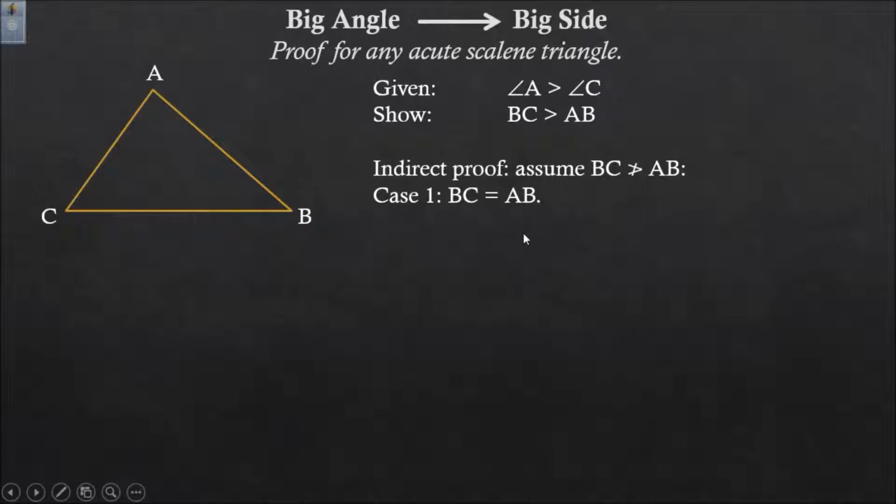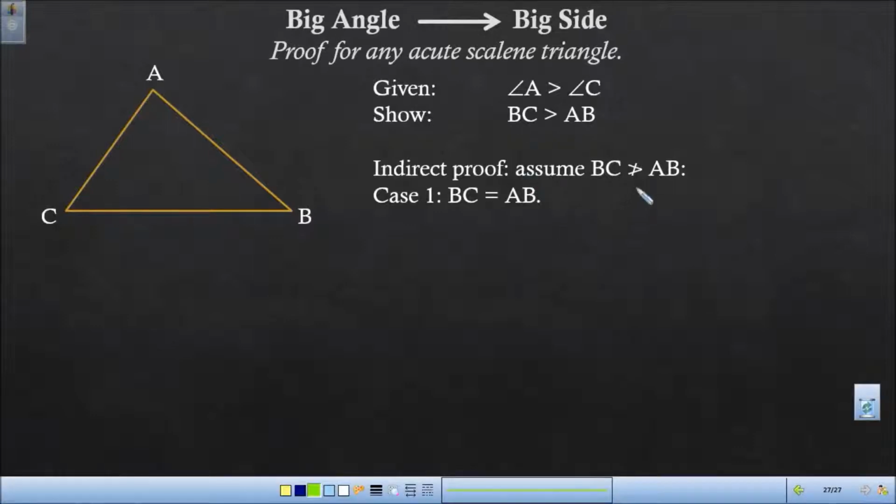The first one is that we know that angle A is greater than angle C, and then we want to show that BC is greater than AB. We can do this by assuming the opposite case. In this case, assuming that BC is not greater than AB. What happens here is that one of two cases exists. We're either going to be equal to AB or we're going to be less than AB. We have to test both cases in order to prove this by contradiction.